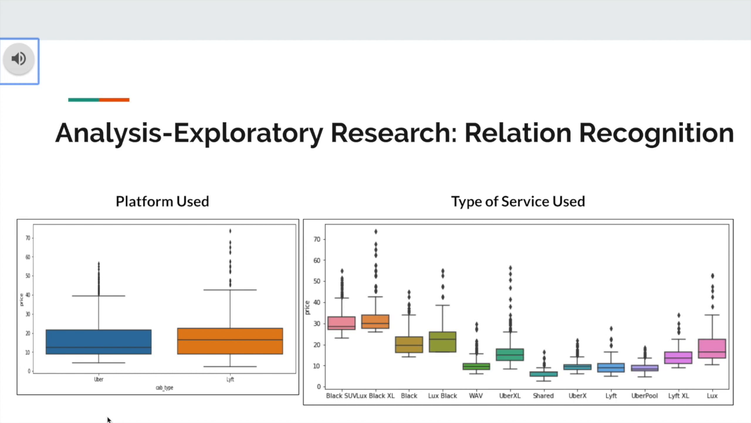What we did notice in types of service used was that based on the level of service, there was actually a difference in pricing. The luxury services like Uber Black and Lux actually had higher price ranges when compared to Shared and Uber Pool, which are the lower levels of both Lyft and Uber. So we concluded that the type of service used actually does affect the pricing of the Uber or Lyft ride.